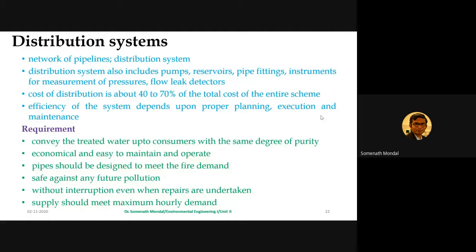Apart from that, it should be capable of supplying water at all the intended places within the city with reasonably sufficient pressure head. This is a primary problem in most government-operated water supply schemes. Mostly in the older cities you will see that maintaining head has been a big problem. So this is one of the most important aspects to consider. Next, it should be safe against any future pollution or contamination. If there is a chance of contamination in the ground or in the groundwater, there should not be any effect on the water which is being conveyed through the distribution network.